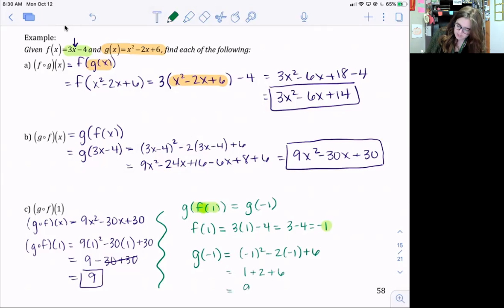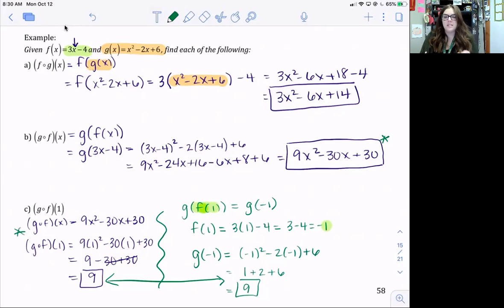And that gives us 9, which is the same thing we got either way. Okay. So I don't care which method you use. If you've already done the work like we did in B, it makes more sense to do what we did on the left. But if you haven't done that work, it's easiest if we just evaluate each function.